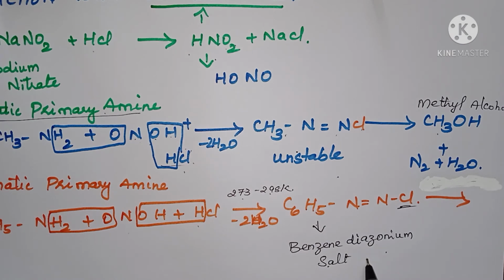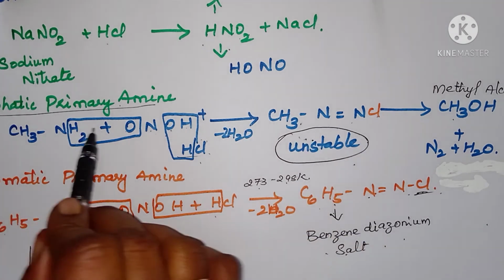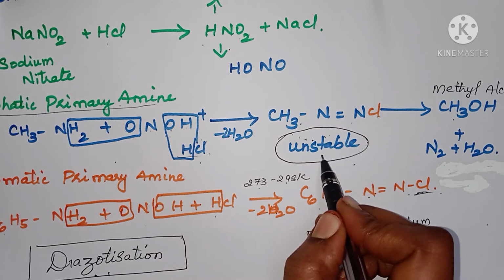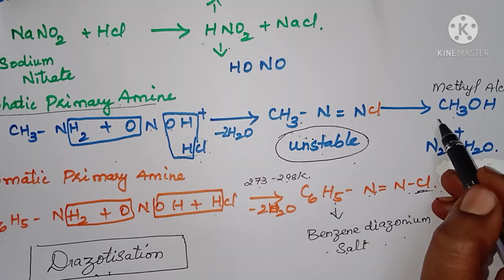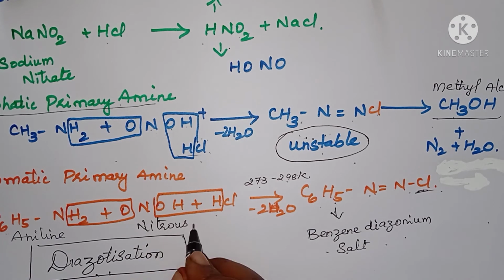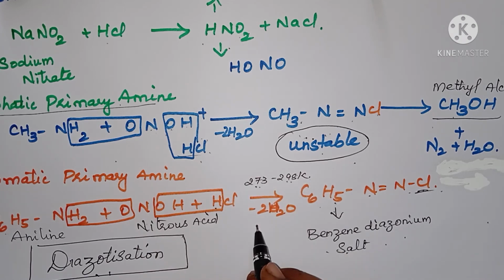Okay, next one. Here what happened? This is also called diazotization. Diazotization is nothing but C6H5 N double bond N Cl. See here, further it will not react. Why? It will be very strong, that means it will be stable. Whereas if you go for primary methyl amine, CH3NH2, this methyl diazonium salt is very, very unstable and will further decompose into primary methyl alcohol. But when you go for aromatic amine, C6H5NH2, this is called aniline. Aniline combined with nitrous acid along with HCl at 273 to 298 Kelvin gives a diazonium salt called benzene diazonium salt, C6H5N double bond N Cl.